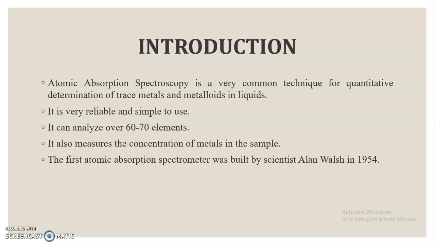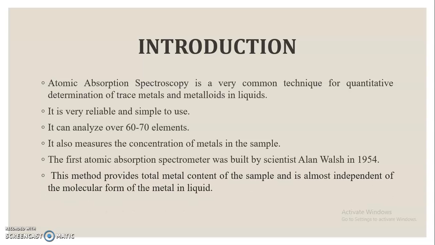The first atomic absorption spectrometer was built by a scientist named Alan Walsh in 1954. The first spectrophotometer was built based on the principle of atomic absorption spectra. This method provides the total metal content of the sample and is almost independent of the molecular form of the metal in the liquid. What is the meaning of this? The form of the metal, whether the metal is in bound form or in free form, in any form this technique will determine the metals that are present in the liquid.